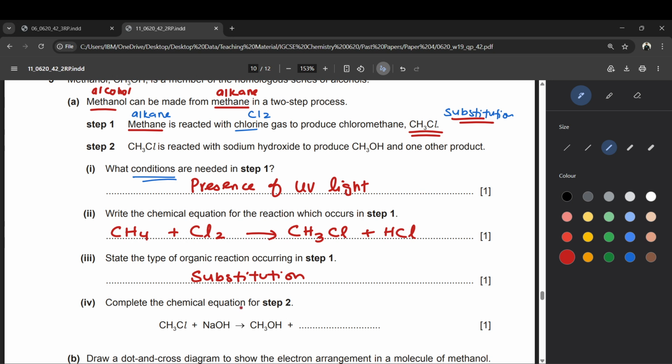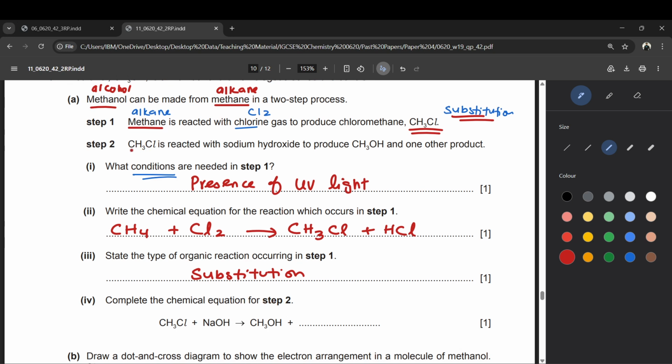Then complete the chemical equation for step two. Now let's read step two one more time. This chloromethane reacts with sodium hydroxide, NaOH, to produce CH3OH, and one other product. All right, so let's think about it. CH3 and CH3 are the same, right? Instead of Cl, this OH has taken its place. In the product, you can see that now we have OH. So OH has kind of substituted Cl. So here we have Cl, and then this Na is also here. So both of them are going to combine to give you NaCl.